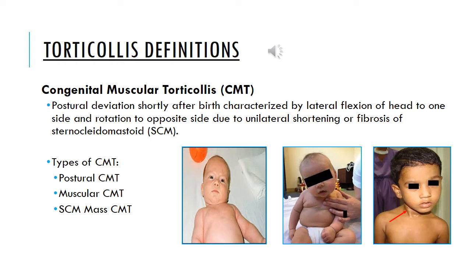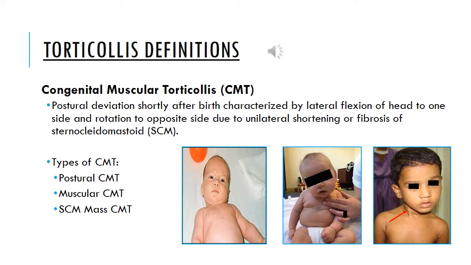There are three primary types of CMT that we'll discuss, and they're listed there from their most mild to most severe form. The first is postural CMT. Essentially, this involves a positional preference of the child so that their head is out of midline into lateral flexion to the one side, but there's no passive range of motion restrictions for this child. So they have full range of motion from a passive perspective. They just prefer to have their head off to one particular side.